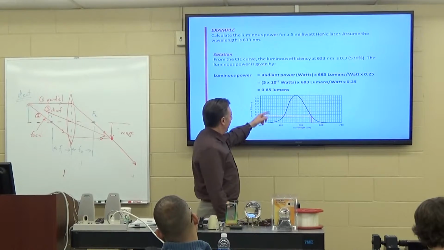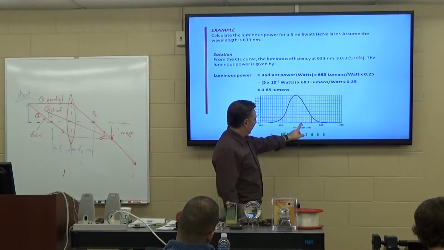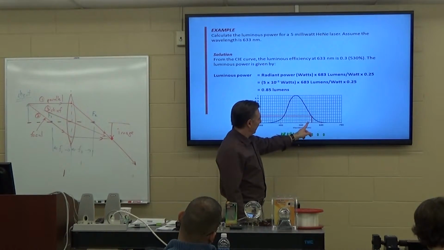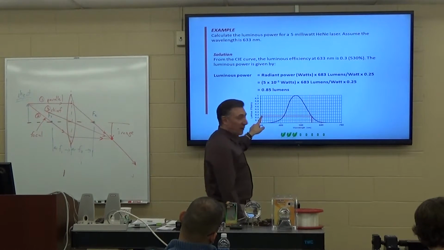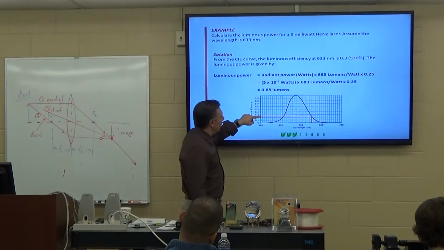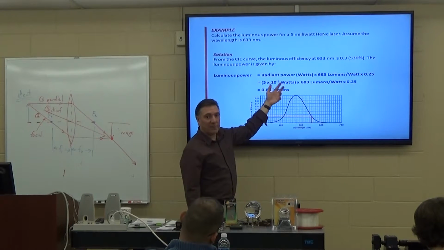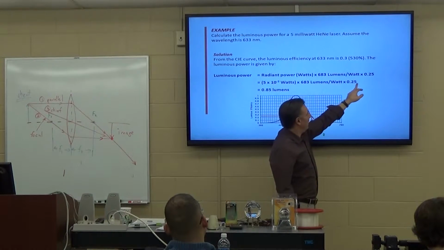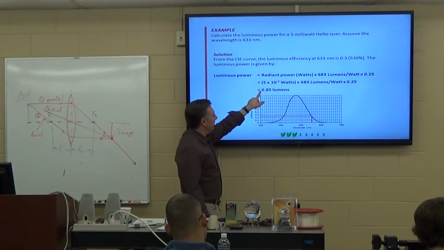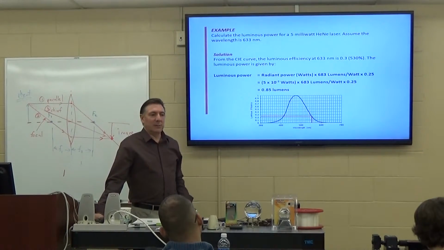So you look at your chart and you say, all right, 633 nanometers. These are nanometers here. You go over, so this is 580, 590, 600, 610, 620, 630, so it's right around here. And you go up and over, and it's about 0.25. So this is your luminous efficiency. So your radiant power, 5 times 10 to the minus third watts, or 0.005 watts, times 683 lumens per watt, times this coefficient here, 0.25, gives us 0.85 lumens. Think about that. You're like, wow, there's not a lot of lumens in there.